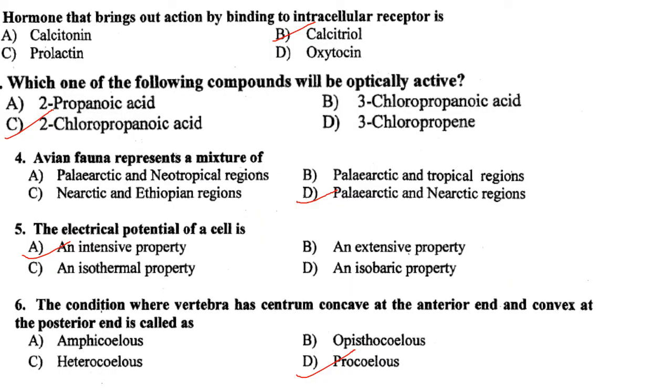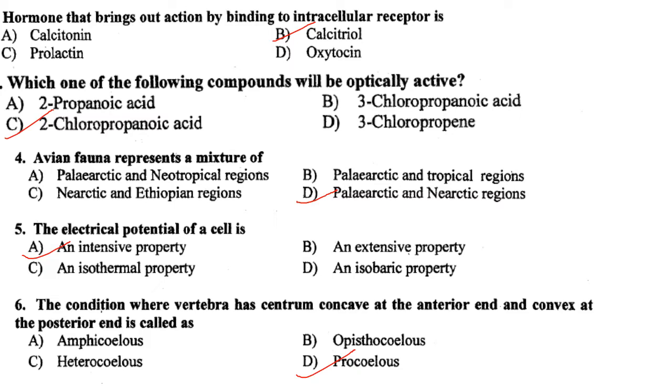So coming to the first question. Hormone that brings out action by binding to intracellular receptors is... So it is calcitriol. Answer is option B. Which of the following compounds will be optically active? So out of these, the one which is going to be optically active is 2-chloropropanoic acid. So answer is option C.